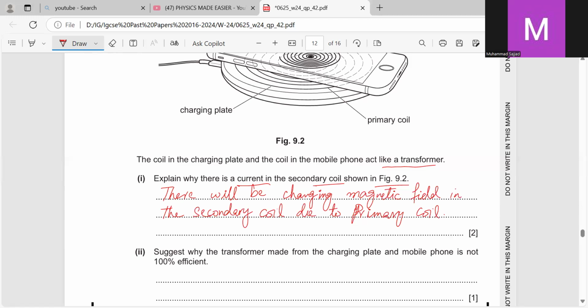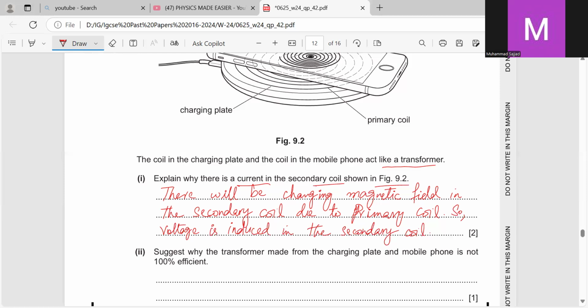Our voltage is induced in the secondary coil, and if there is voltage in the secondary coil, of course there will be current in the secondary coil. Current is directly proportional to EMF or the voltage.